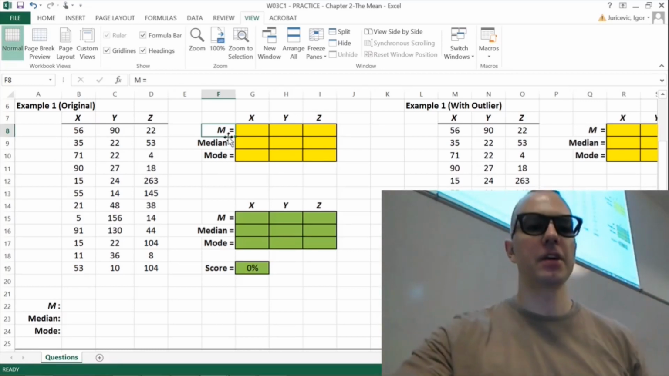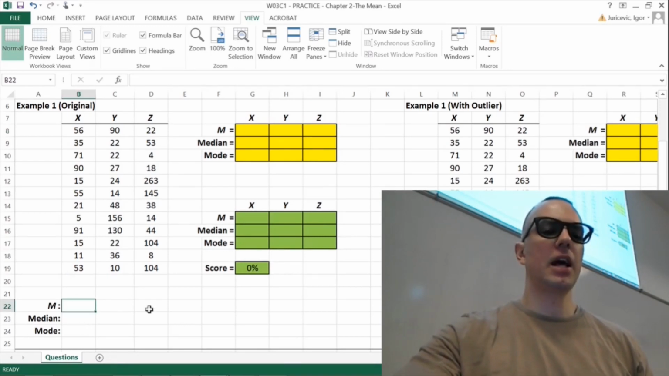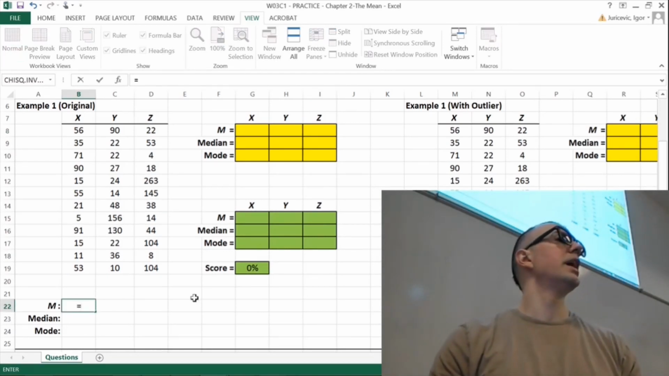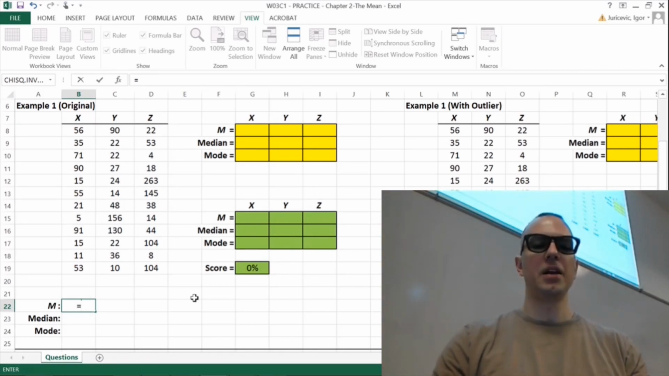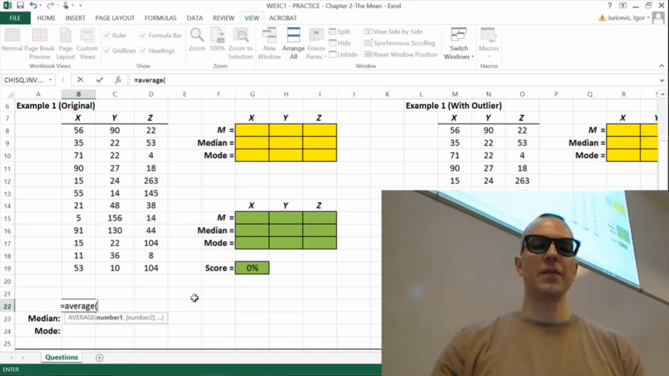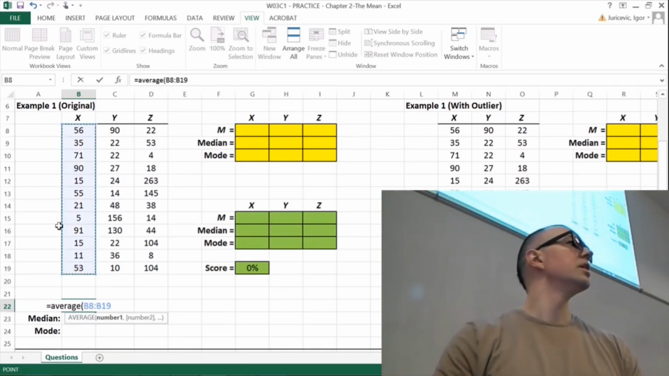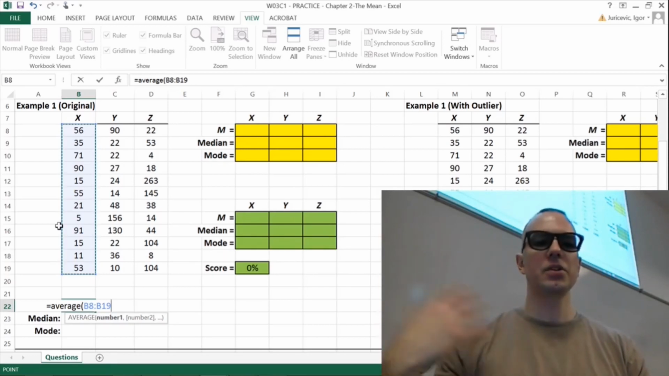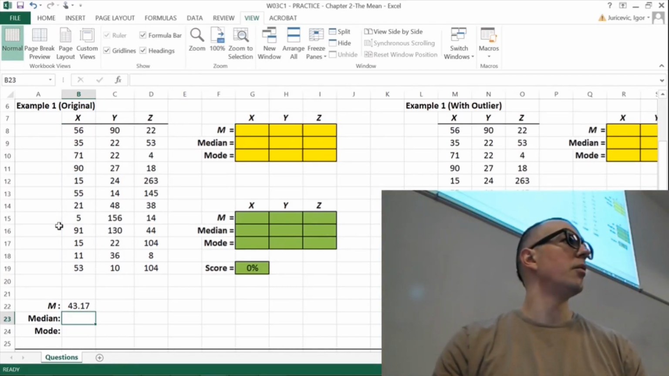Okay, so first off, let's calculate the mean for the X scores, the Y scores, and the Z scores. We're going to do that down here in the lower left, and we're going to pop in equals to let Excel know that we're giving it a formula. Then we write the function for mean, which is average. So equals average, open parentheses, to let Excel know we're going to give it some scores. Highlight the scores for the X variable, close parentheses, hit enter, and we see that we have a mean of 43.17.